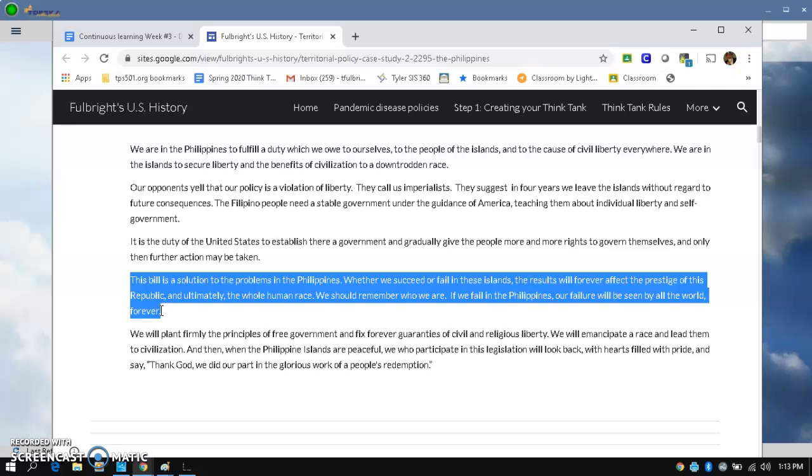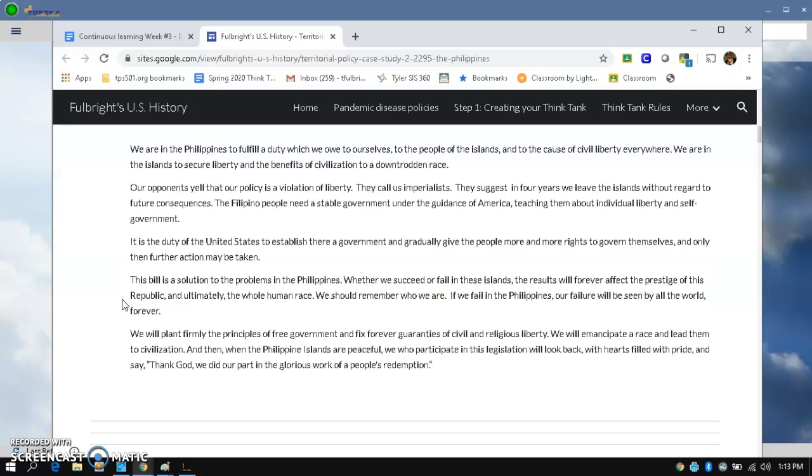This paragraph sounds like if America, who's in charge of the Philippines, doesn't stay in charge as they should be in charge, doesn't do a good job, it's going to affect our country. So we need to take care of the Philippines in order to help ourselves.